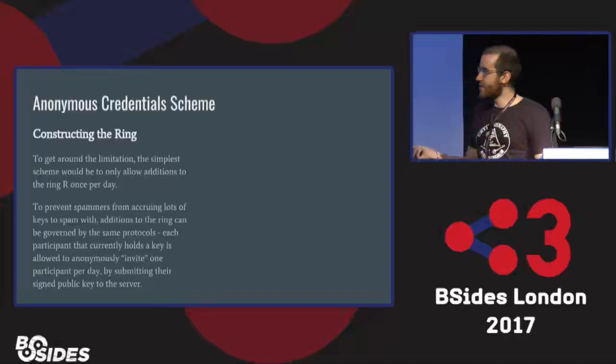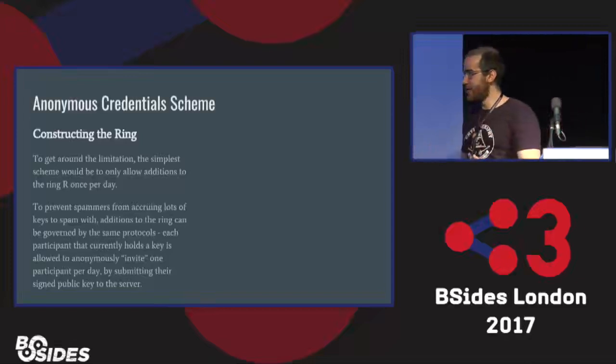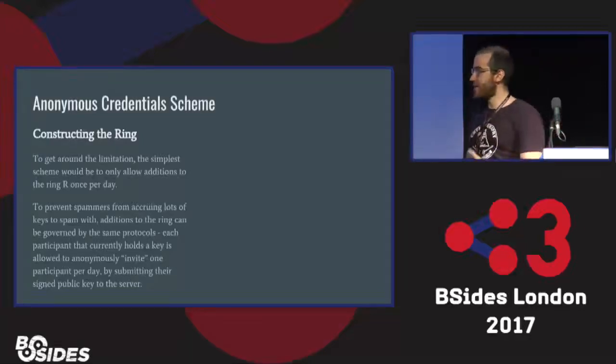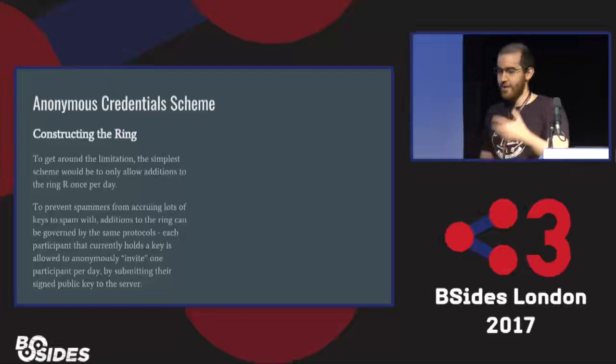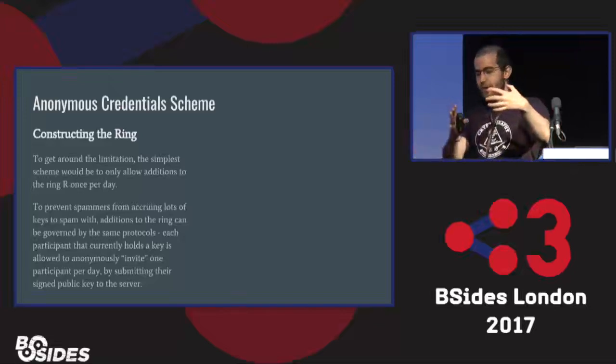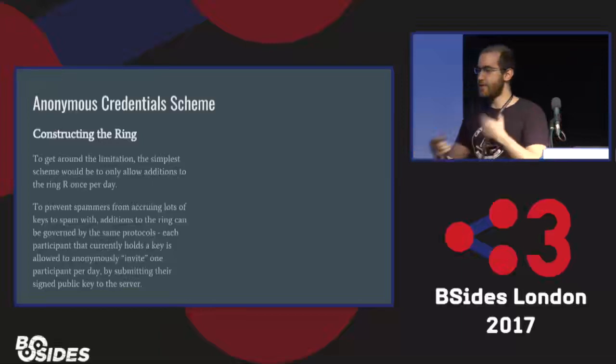So additions to the ring can be governed by the same protocols. Each participant that currently holds a key is allowed to anonymously invite one participant per day by submitting their signed public key to the server. So I take my private key and sign the message, and then I append that message to a public key that I want added to the ring. And then every day the ring is rotated.